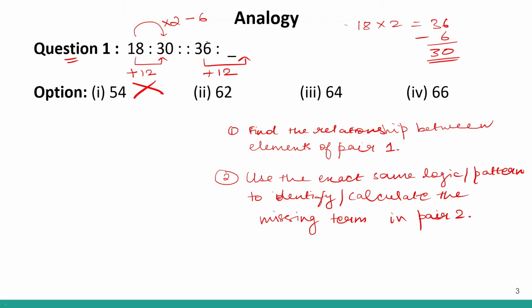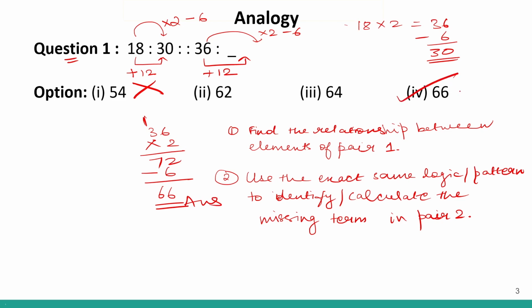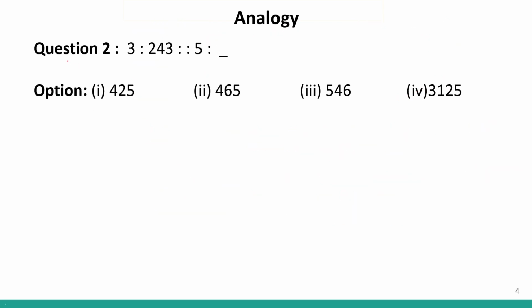Logic number 1 was into 2 minus 6. So 36 into 2 will be 72. And if I subtract 6, I will get how much? I will get 66. So 66 will be my answer, which is given in option number 4. So option number 4 will be the correct answer to this question. Clear? Question number 2. 3, 243 and 5.